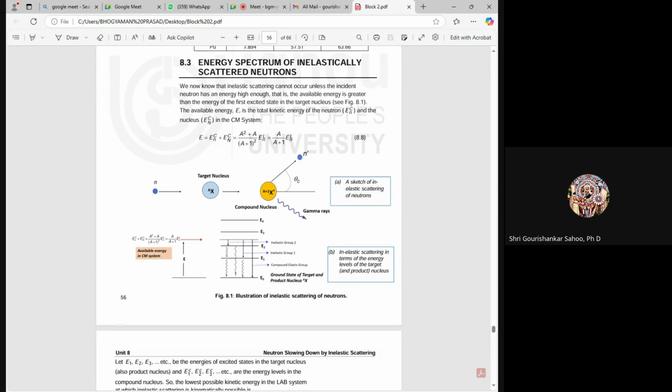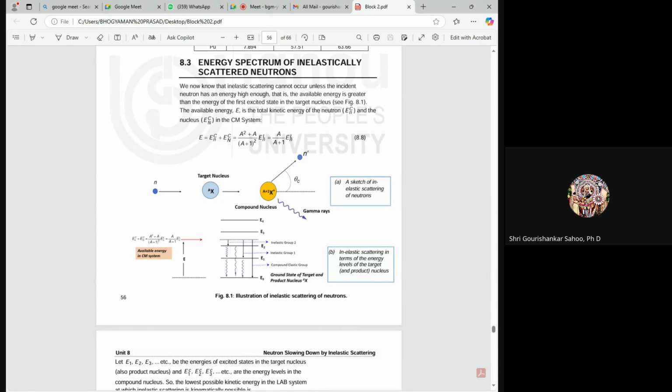So what happens? You can see the energy in terms of energy levels in the second part of this graph. The available energy in the center of mass system, you can have E, and your inelastic group 2, inelastic group 1, and compound elastic group, and your ground state of target and product nuclei XA.